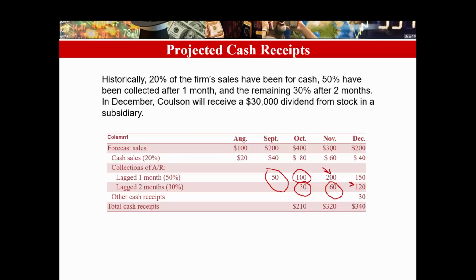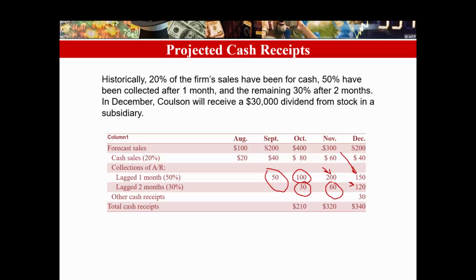Similarly, $300,000 of sales generated in November is going to bring cash $60,000 in November, but 50% of it is going to be collected in December. And of course, this also goes into January, because $90,000 is going to be collected in January, but we are not planning for January yet. So this is only for the October, November, and December period.